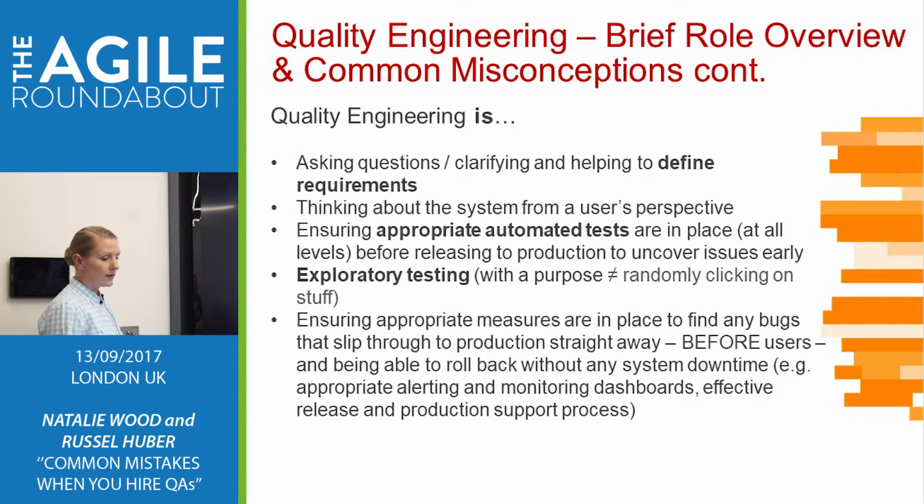It's about thinking about the system from a user's perspective. It's about ensuring that we have appropriate automated tests at all of the levels before you release to production, and then cover those issues early on. It's about exploratory testing, and that's testing with a purpose and not just randomly clicking on things. It's about ensuring we've got appropriate measures in place to find any bugs that slip through to production straight away, so we can just roll back before the users find them, and do that without any system downtime. And we do that by having things like appropriate alerting and monitoring dashboards in place.